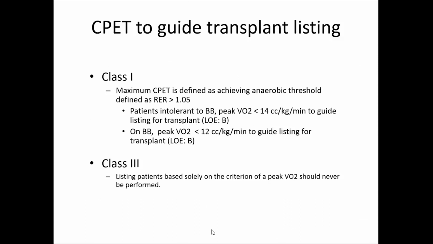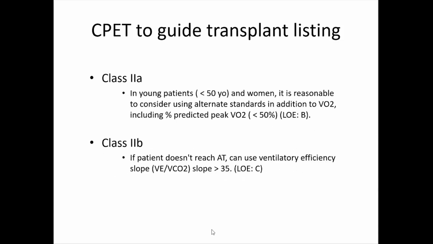However, a very important point is that we never use just one number to list this patient. We should look at all the other factors: again, their symptoms, their right heart cath. We have to put everything together before listing this patient. This is just a guide for us to think about and risk stratify the patient.